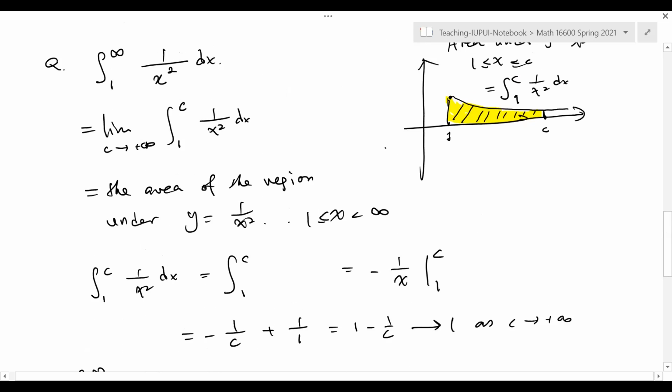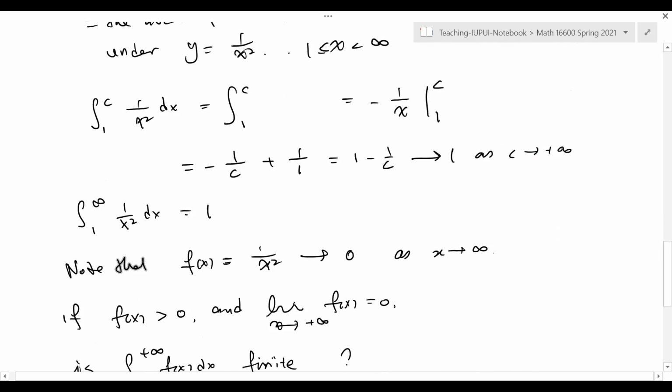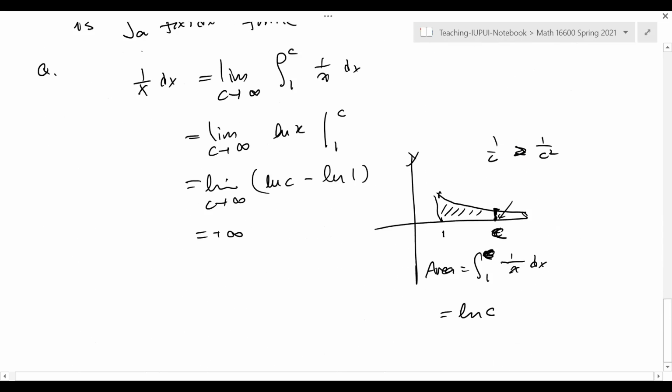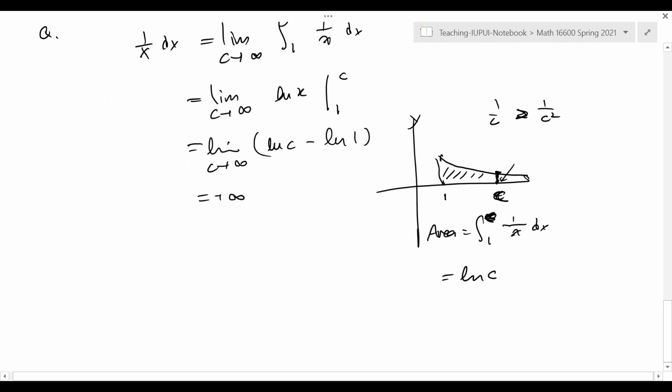You see, here the area, the integral from 1 to c, is 1 minus 1 over c. It's always less than 1. It's bounded, and here it's unbounded. So that means the area of the region under that curve from 1 to infinity is going to be infinite.